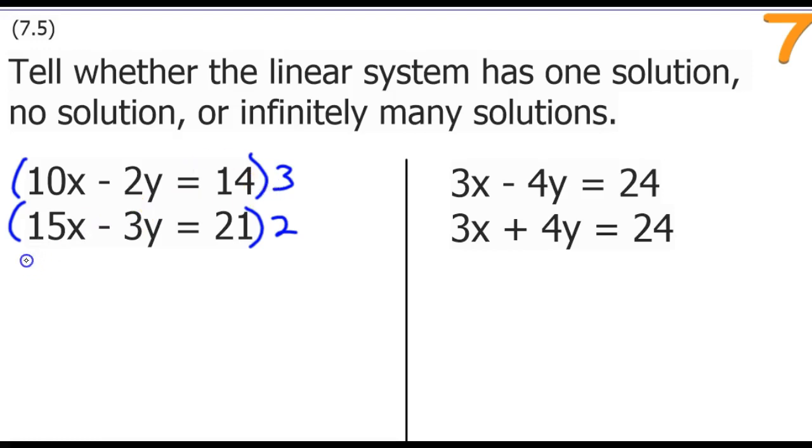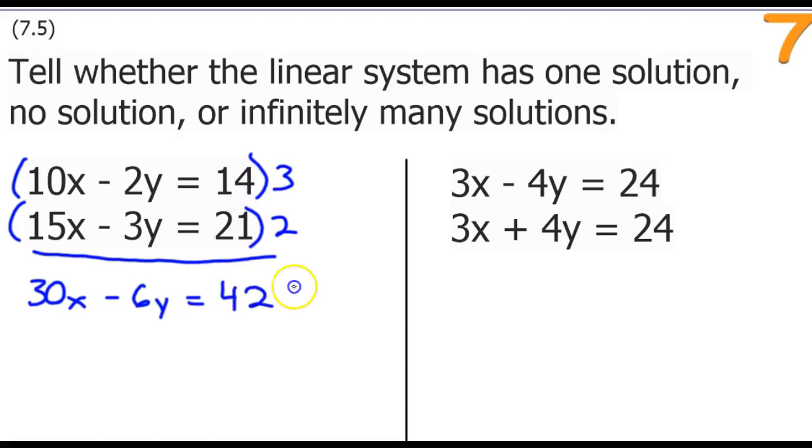So 3 times 10 is going to be 30x. 3 times negative 2 is negative 6y. And 3 times 14 gives me 42. 2 times 15x is going to give me 30x. 3 times negative 3 is negative 6y. And 2 times 21 is going to be 42.